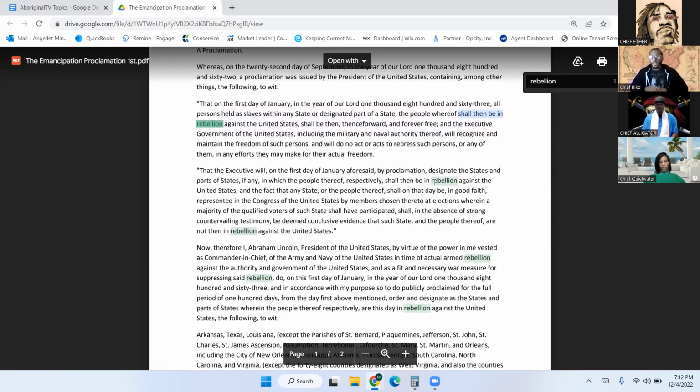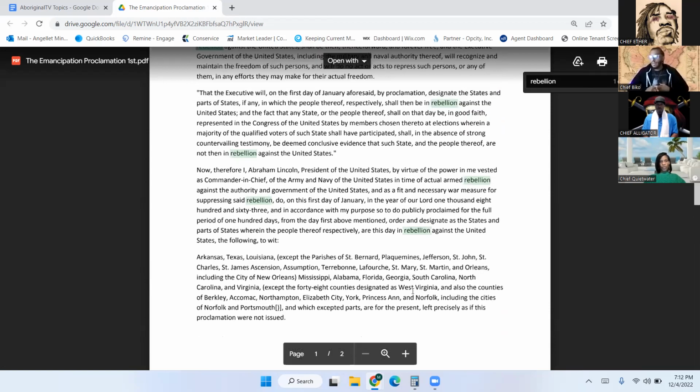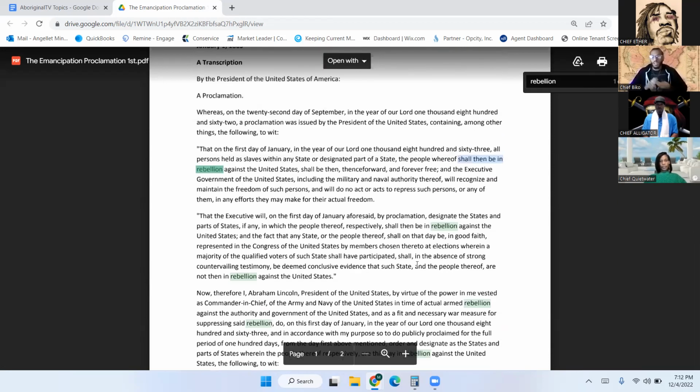So you're not going to find civil war in this document. You're not going to find anything regarding African descent, Negroes, colored, Blacks. Again, any reclassification term that they tried to put on our group of people, you're not going to find that. But again, what you will find is that it was a rebellion and not a civil war.